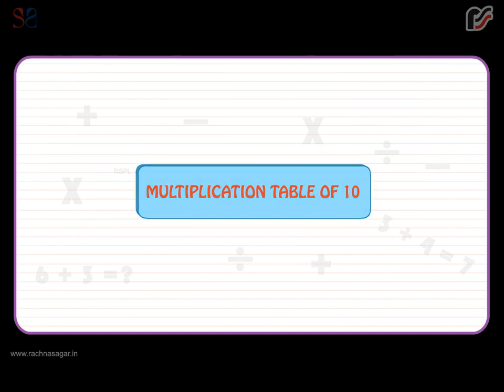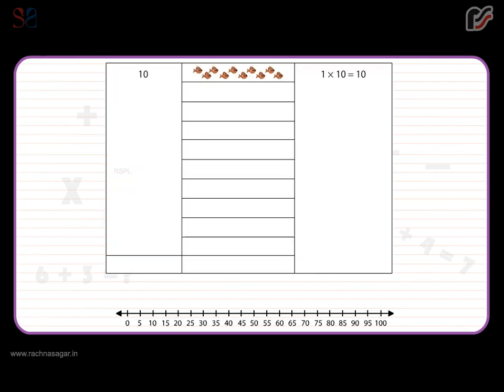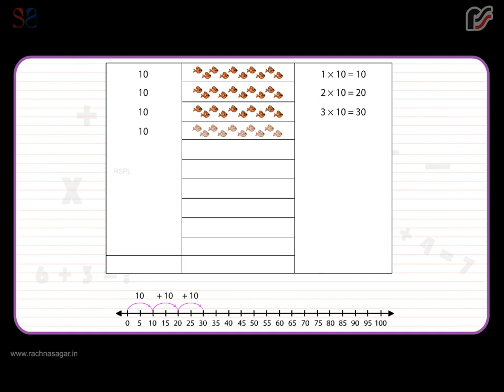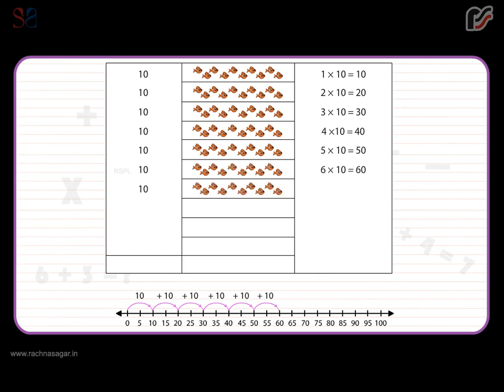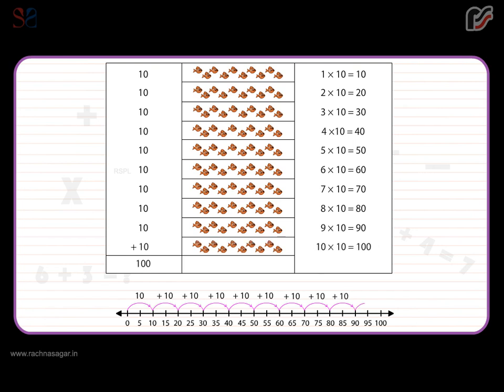Multiplication table of 10. 1 times 10 is equal to 10. 2 times 10 is equal to 20. 3 times 10 is equal to 30. 4 times 10 is equal to 40. 5 times 10 is equal to 50. 6 times 10 is equal to 60. 7 times 10 is equal to 70. 8 times 10 is equal to 80. 9 times 10 is equal to 90. 10 times 10 is equal to 100.